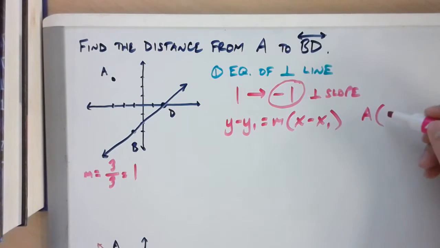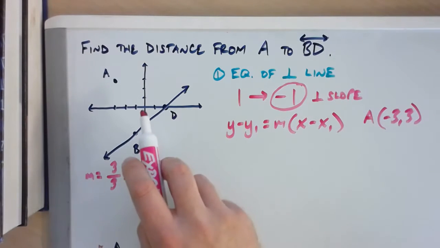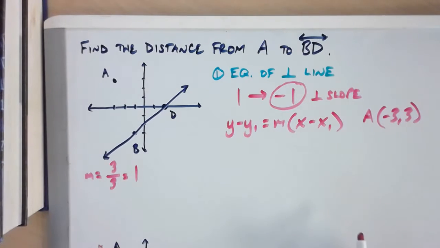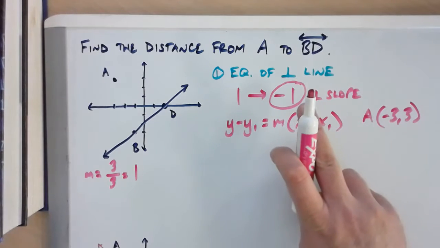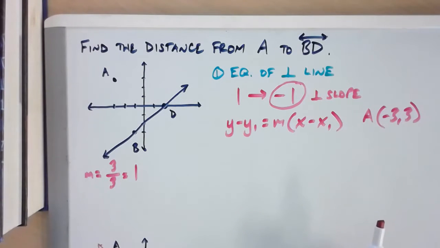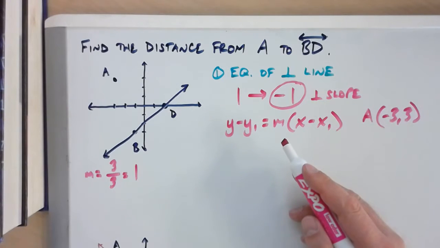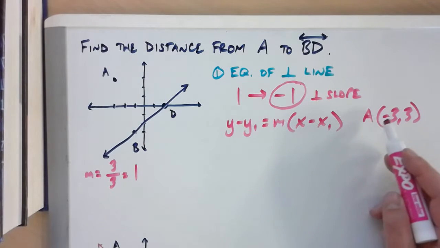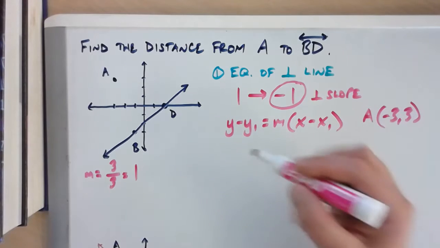And so since A is the point (-3, 3), in some cases you'll just have to read the graph to find that coordinate point. In some cases you'll actually be given that exact coordinate point. Whatever it might be, I have a point, and I have the perpendicular slope that's going to connect it to line BD. So using point-slope form, now I'm going to be plugging in these values, the slope and my point, into this to find my equation of the perpendicular line.